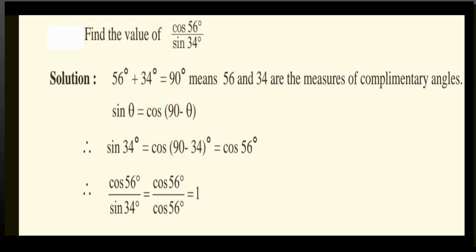Therefore, cos 56 degree upon sin 34 degree can also be written as cos 56 degree upon cos 56 degree. Now here cos 56 and cos 56 both get cancelled and we are left with the value 1. So therefore cos 56 degree upon sin 34 degree is equal to 1.